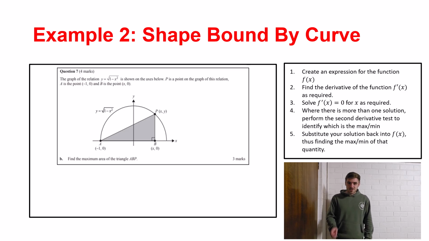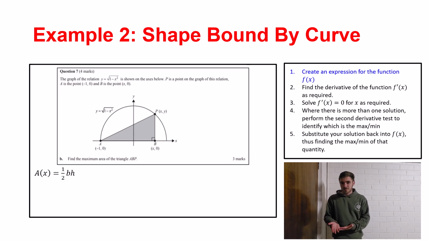This kind of shape is actually bound by a curve, where the coordinate of b is set by x, and the line that is vertical from that sets the coordinate of p. Those 3 coordinates together form a triangle. Well, step 1 is to find the equation of the thing we're trying to maximize. In this case, it's the area of the triangle, hence our starting equation is going to be half base times height. From here, just like before, we need to get our equation purely in terms of x.